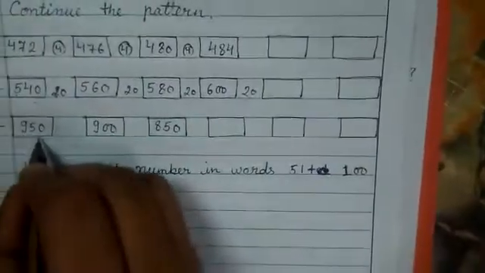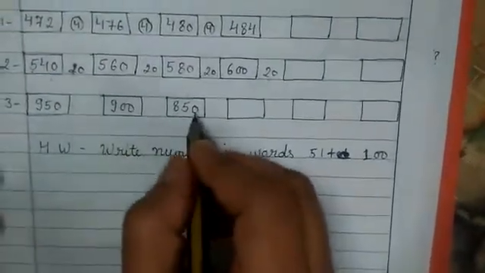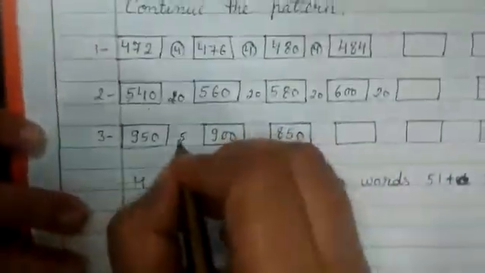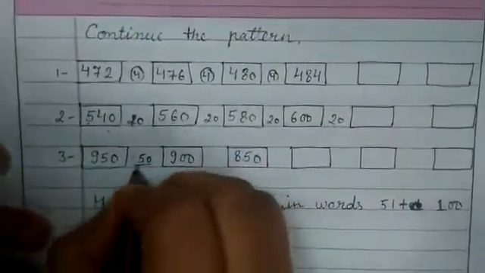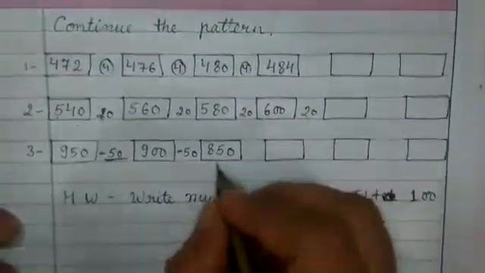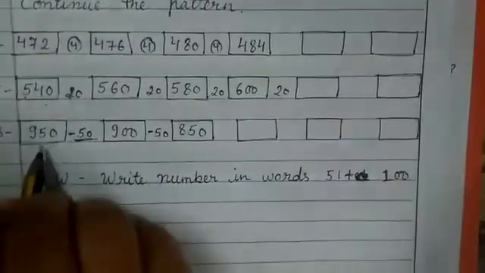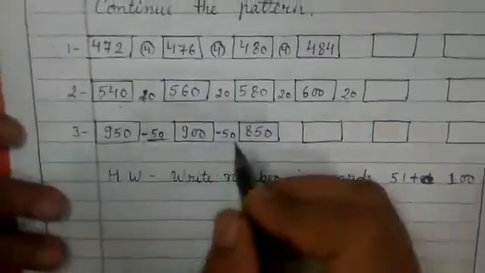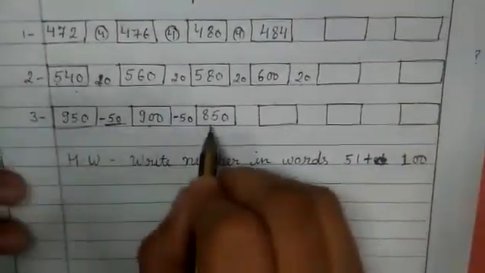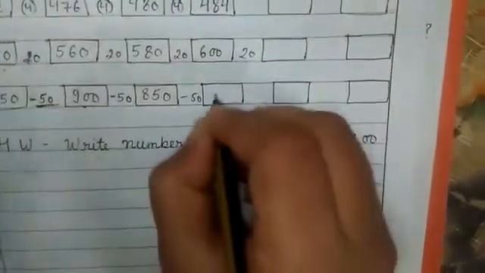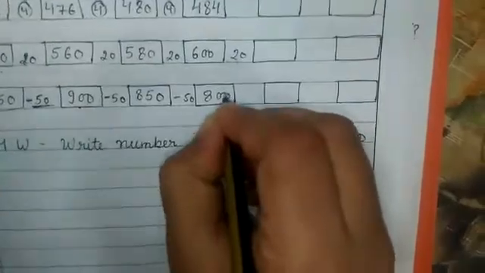Now here 950, 900, 850. Here, student, it is not the successor number. Here the number is the predecessor. It means 50 is subtracted from each number. So if we subtract 50 from 950, we get 900. If we subtract 50 from 900, then we get 850. If we subtract 50 from 850, then we get 800. These two you fill yourself.